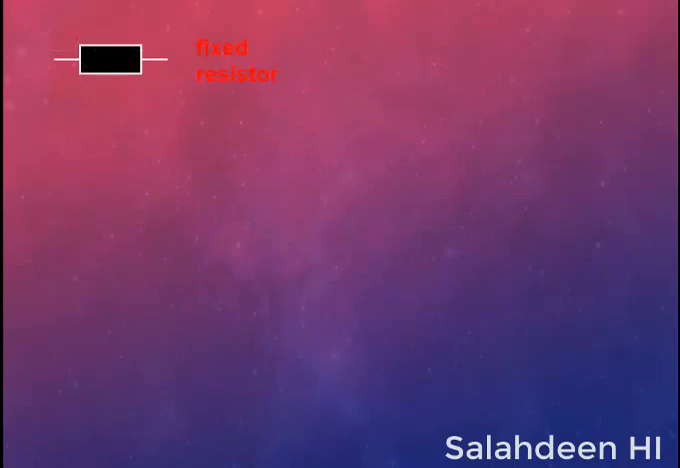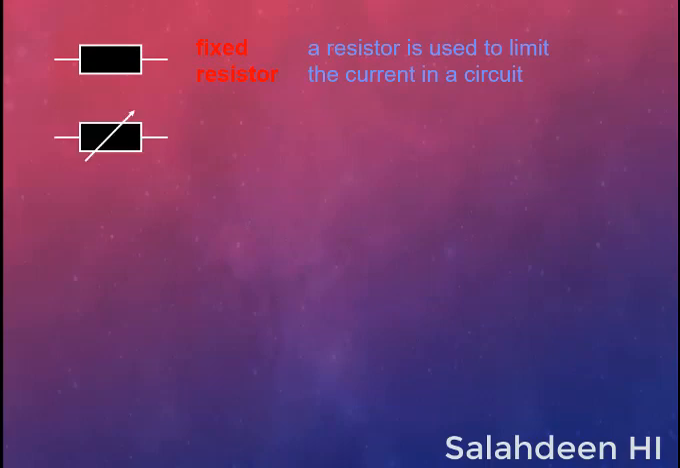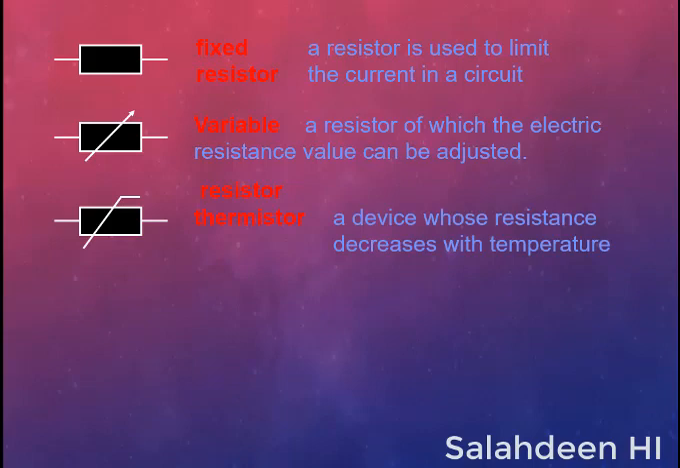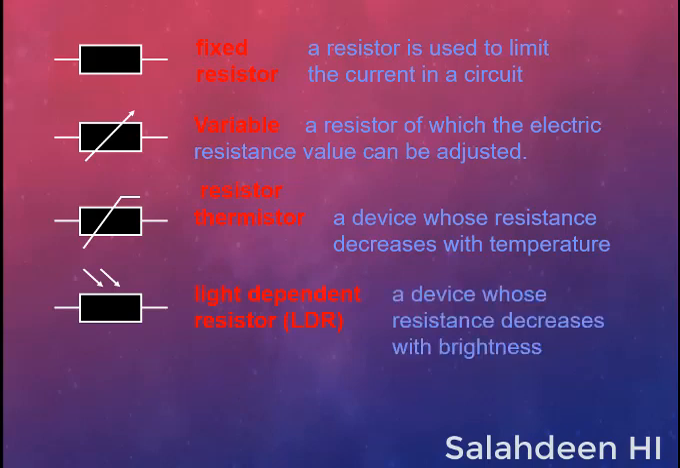This is the symbol for a fixed resistor. A resistor is used to limit the current in a circuit. This is the symbol for a variable resistor, a resistor of which the resistance value can be adjusted. Thermistor, a device whose resistance decreases with temperature. This is the symbol for a light-dependent resistor, LDR, a device whose resistance decreases with brightness.